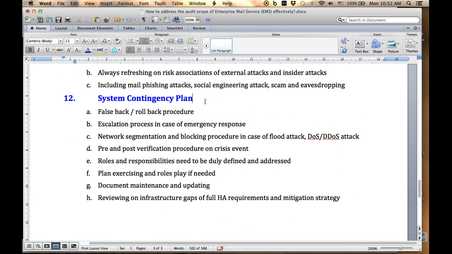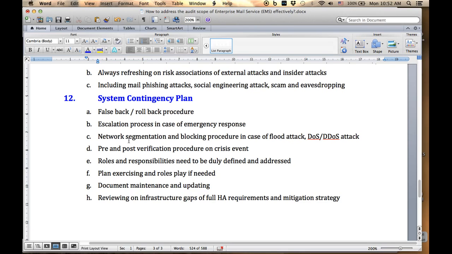The last one, the auditor may look at the system contingency plan, or we can say the disaster recovery plan, to ensure the system has the ability to recover from mistaken actions by an IT engineer. We need to have a fallback procedure or rollback procedure. We need to have an escalation process in case of emergency response. We need to understand what channel it should be escalated to, what the response time is, and who is the person in charge in the structure or response team.